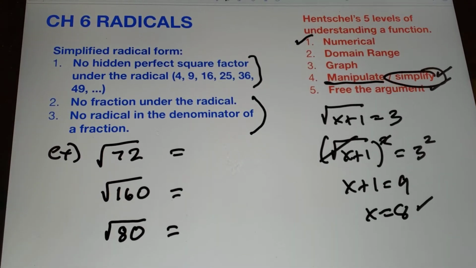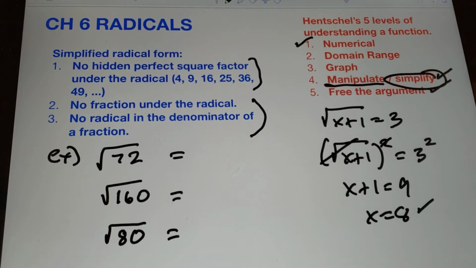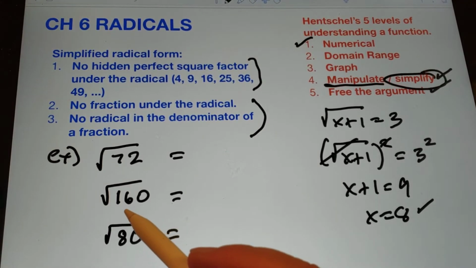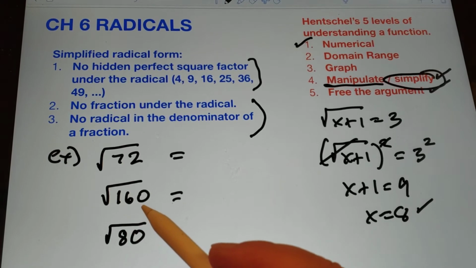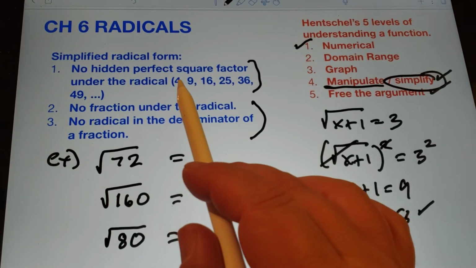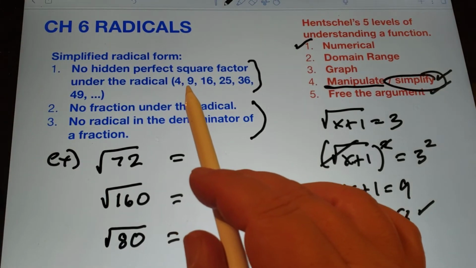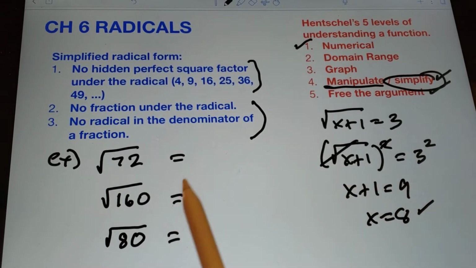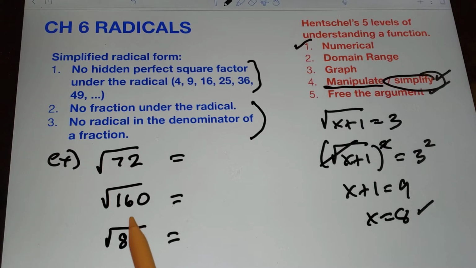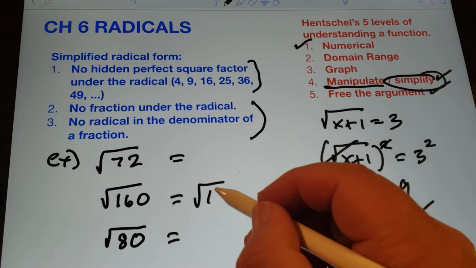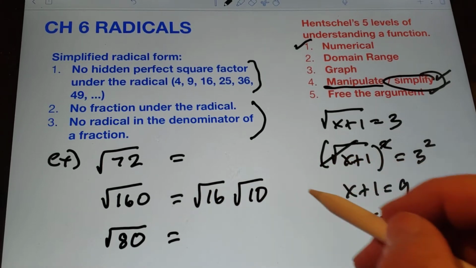I haven't done them, but I wrote them out. All right, so I'm going to do this one, because I think this one's probably the only obvious one right here, 160. So I like to say it this way. Think of these numbers as your favorite numbers. Your favorite number is 4. Your favorite number is 9, 16. And 16 is obviously a factor of 160. In other words, I could write 160 as 16 times 10.